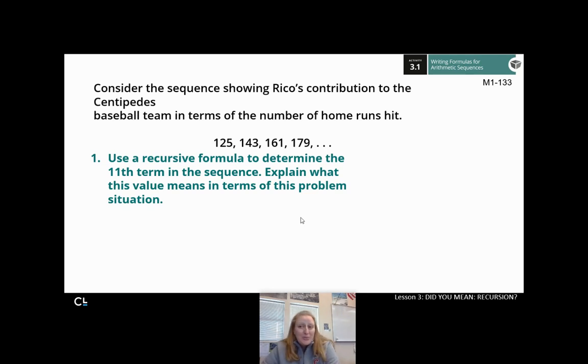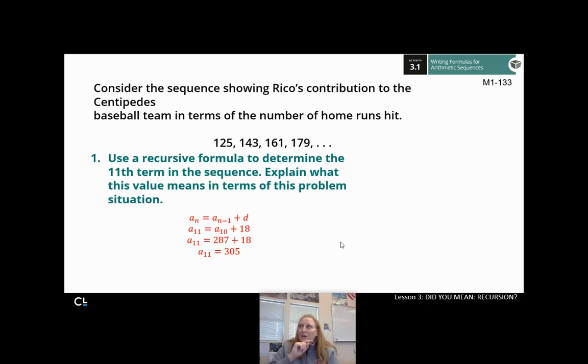So I used my recursive formula because that's what I was supposed to do. And I was like, okay, a sub n equals a sub n minus 1 plus d. My n is 11. I'm looking for the 11th term, so I plug that in, which means I need the 10th term. And I'm going to add my common difference d, which was 18. And then this is pretty easy. If I look at my table from the getting started activity, I can see that my 10th term is 287. And I'll just add on my common difference of 18 and find out that my 11th term is 305.